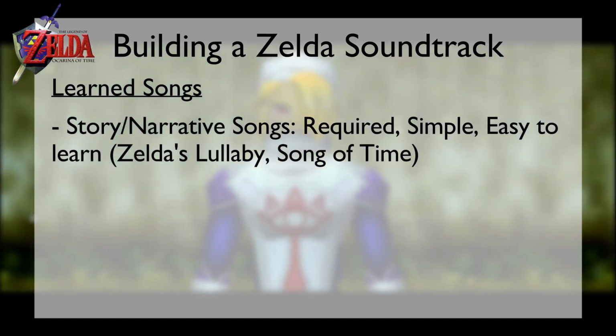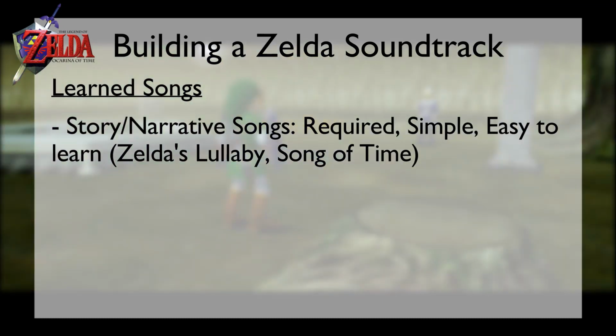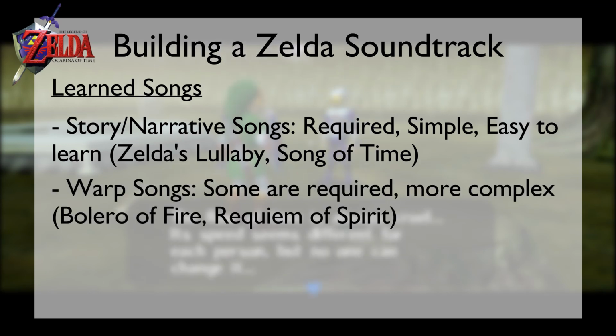Story narrative songs. These songs are required to progress the story. As the player is expected to use them often, they are relatively simple and easy to learn and memorise. Warp songs. These are used to teleport the player around the overworld. Not all are required to beat the game. They're slightly more complex than the story narrative songs, but will be used less frequently.